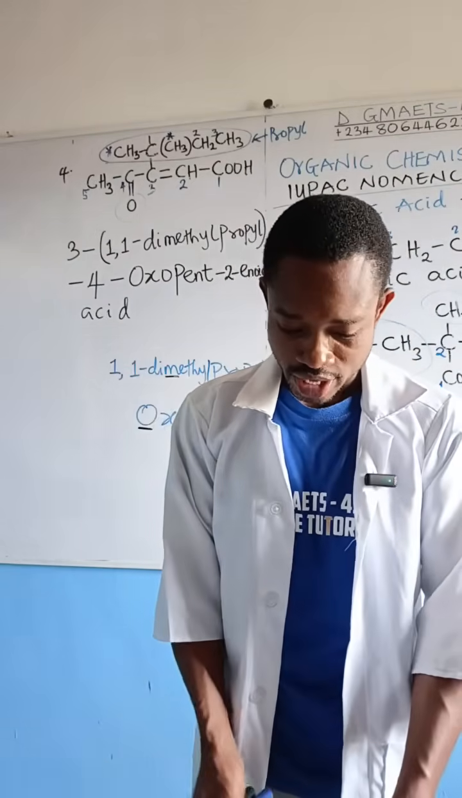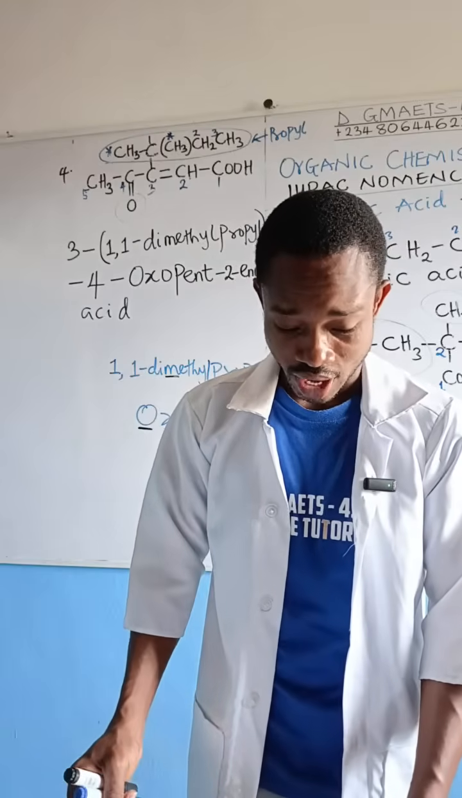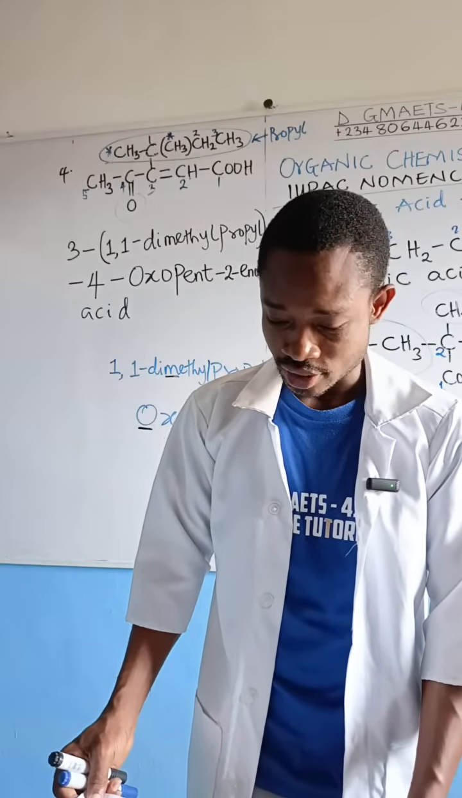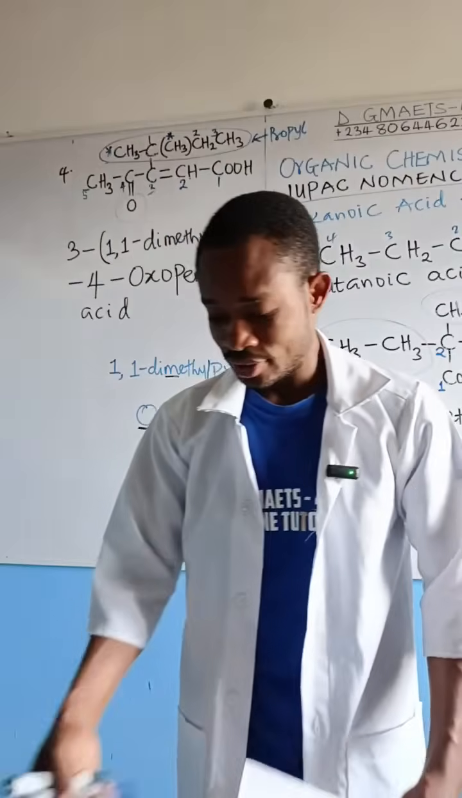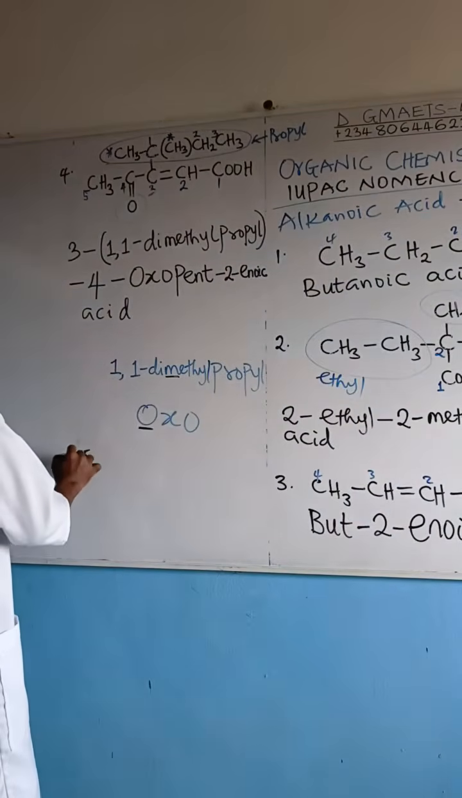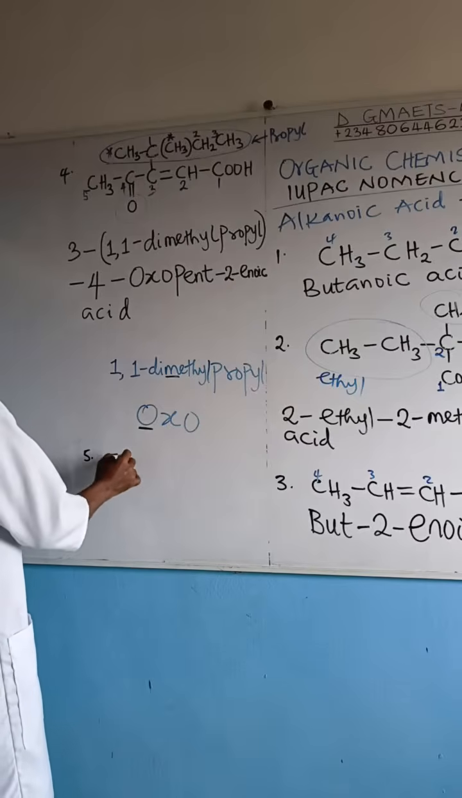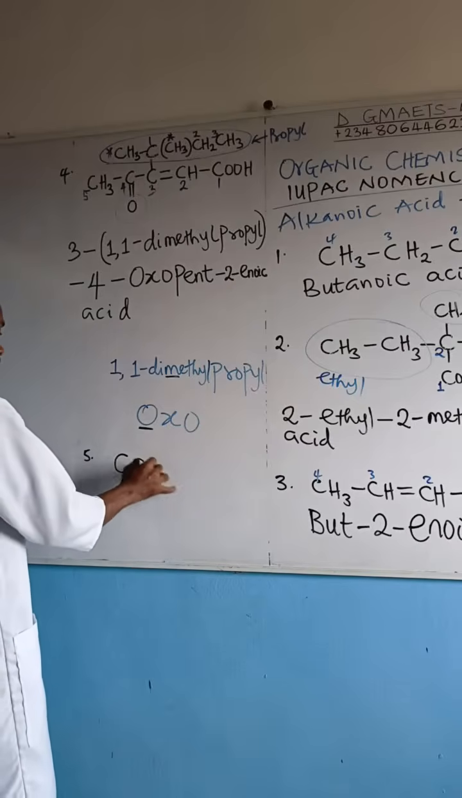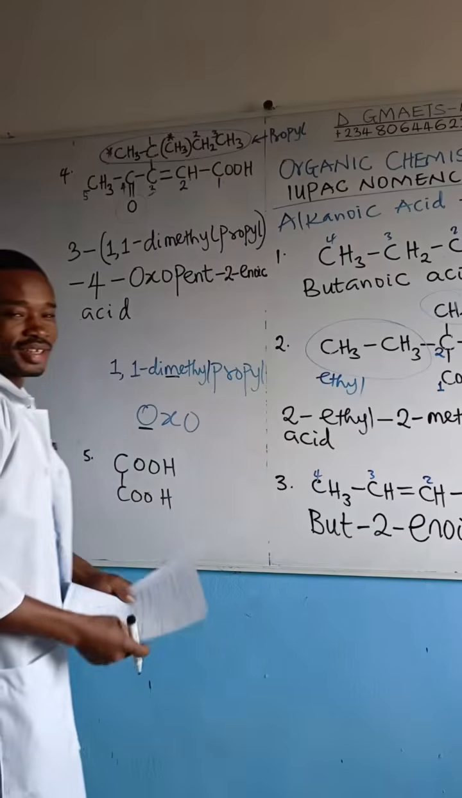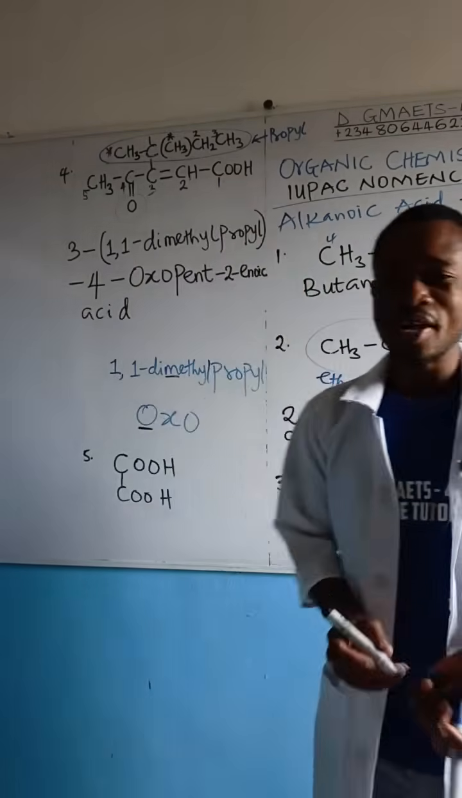Let us move on. We are done with this alkanoic acid. Just look at this one quickly. Let's say this is number 5. I've got this COOH and then COOH. Yeah. Look at this guy. How do you name this?